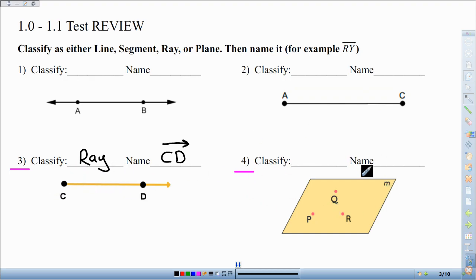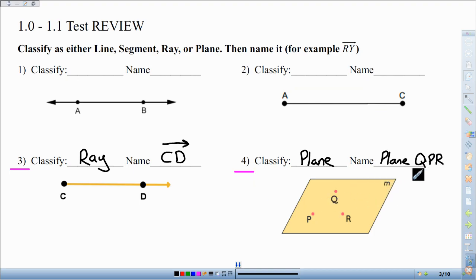Okay, quickly taking a look at number four. This right here is a plane, so that's all I'm asking for in the classify spot. When it comes to naming a plane, there's actually two ways we can name this plane. The typical way is using 3 points on the plane. Remember, you can use any order of the 3 points. And there's no symbol for plane, by the way, so we just use the word. So we're going to call it plane, and again, any order, I'm going to call it Q, P, R.